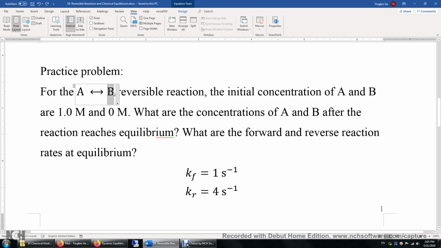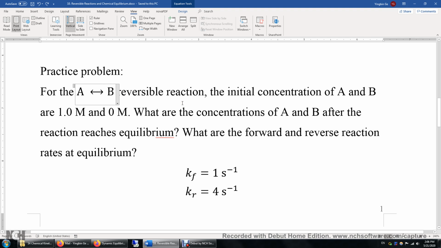And because A and B are occupying the same reaction container, we say if you consume 1 molar of A, you'll get 1 molar of B. If you consume 0.2 molar of A, you will get 0.2 molar of B. Right? Because again, if we pay attention to the coefficients in front of A and B, there is a 1-to-1 ratio. So my point is this.